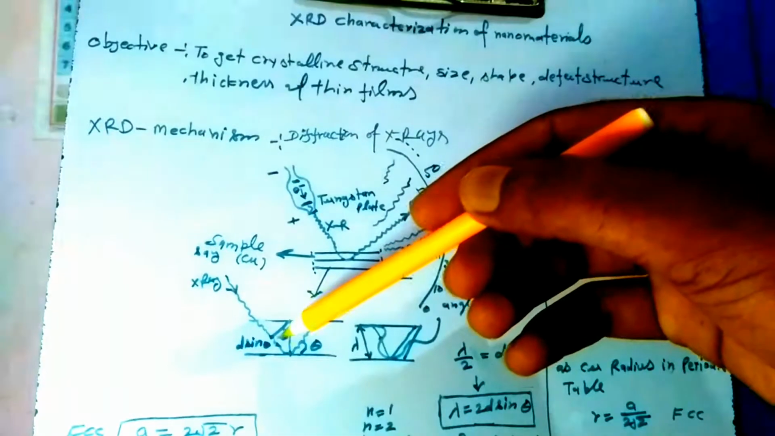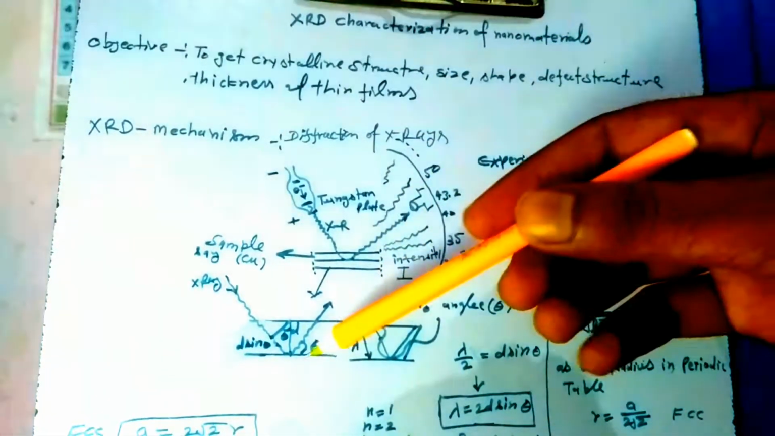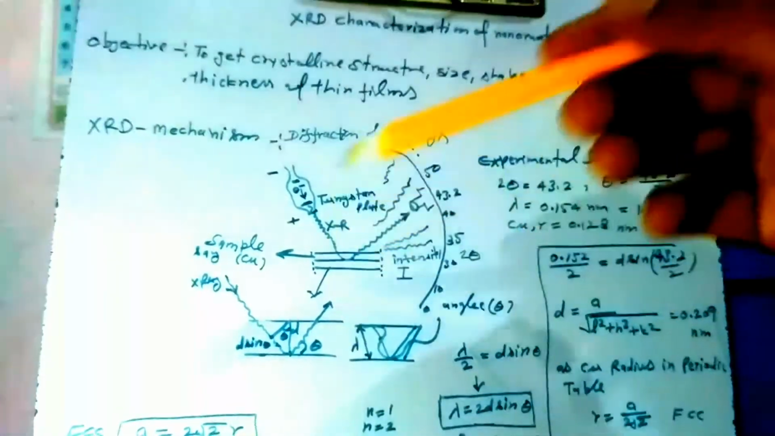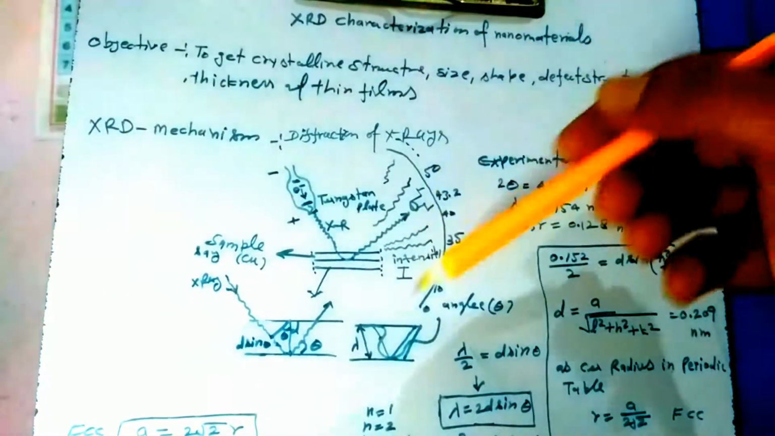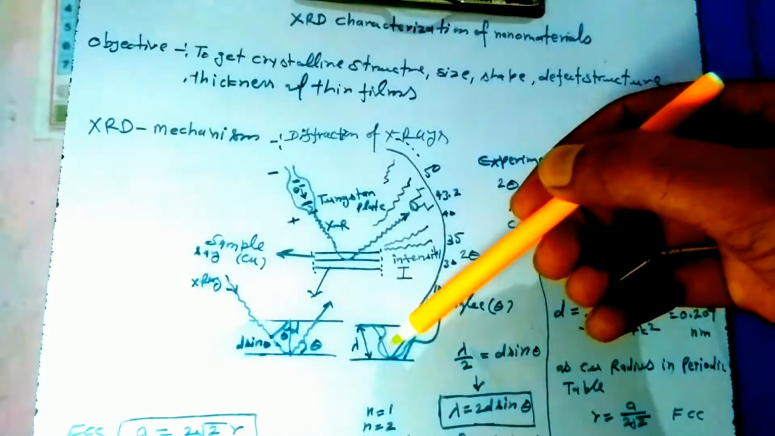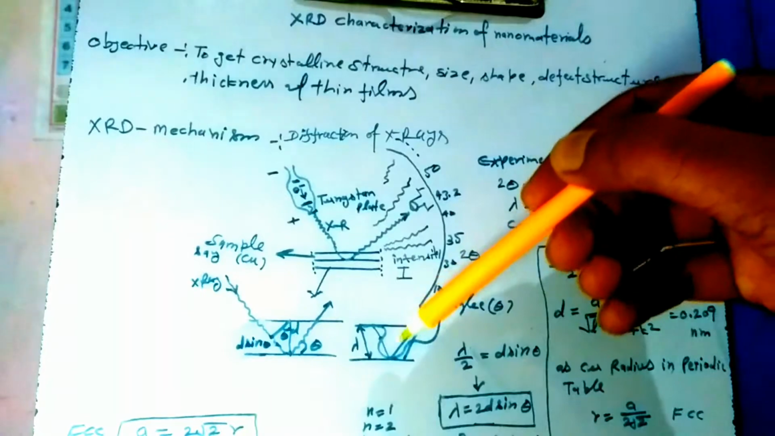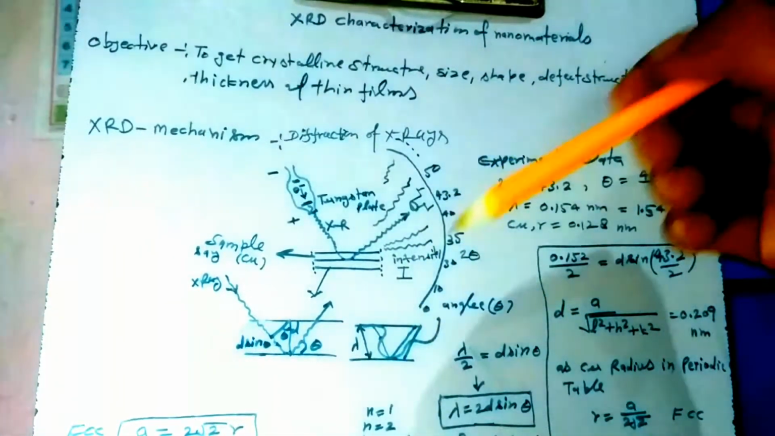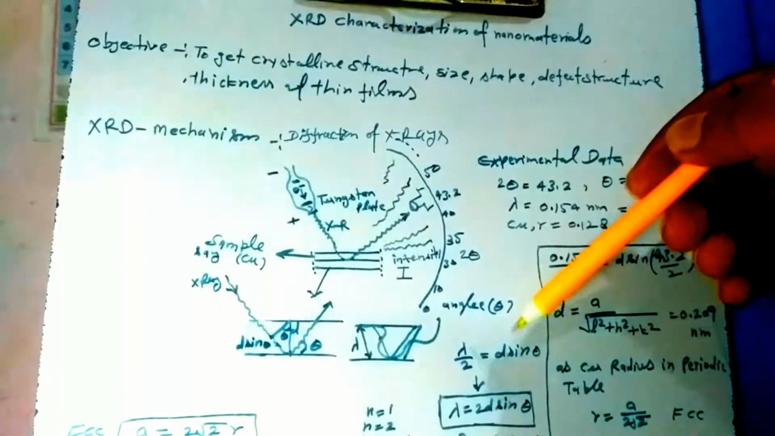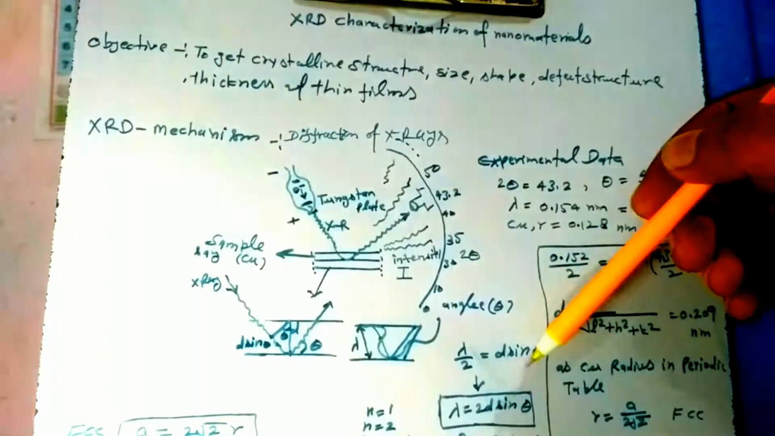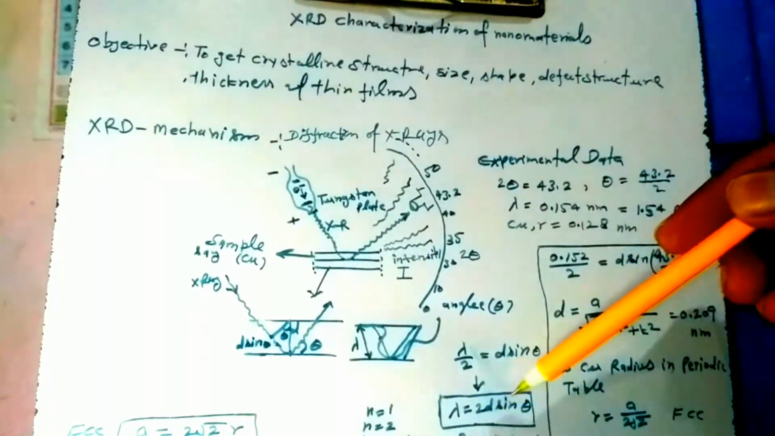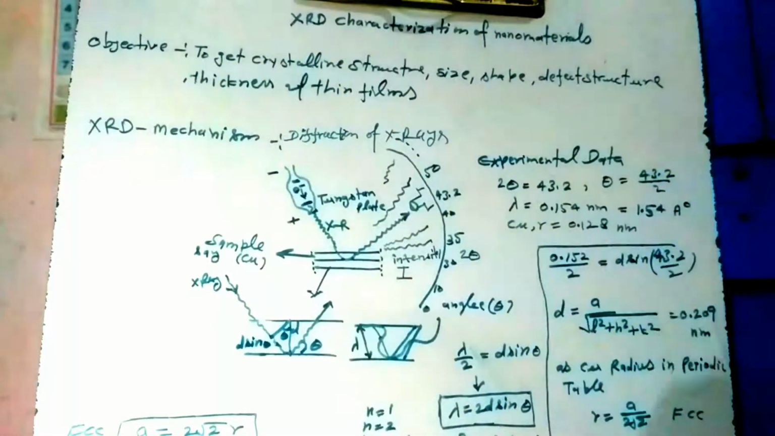Then this becomes a triangle, and that distance becomes d sine theta. As this distance is analogous to the wavelength, there are two d sine thetas, which is equal to lambda. So this d sine theta is lambda by two. Then lambda by two equals d sine theta, and that forms Bragg's law. The equation becomes lambda is 2d sine theta. This is called Bragg's law.